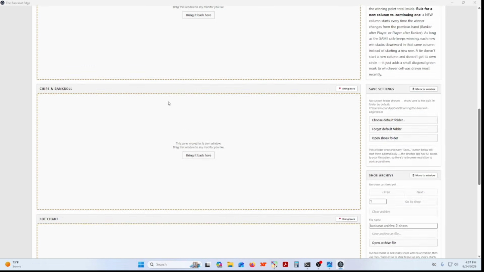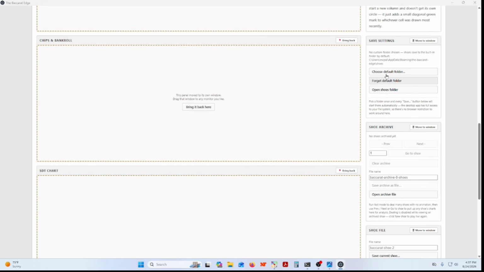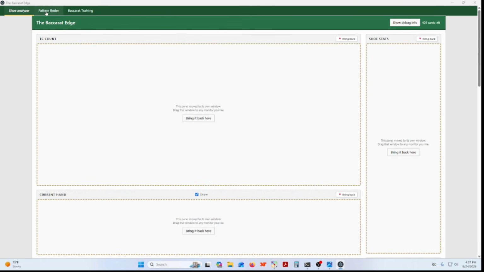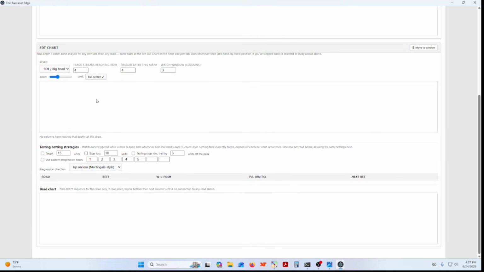Now, with that being said, we got all of the sections out. This is saving shoes and a couple other things over here. I'll get to that as we get to it. I also have on the second tab, we can load up like 100 shoes at a time or 300 shoes at a time, and you can look at it through the SDT chart or the TC count chart. You can test betting strategies, and you got a bead chart.